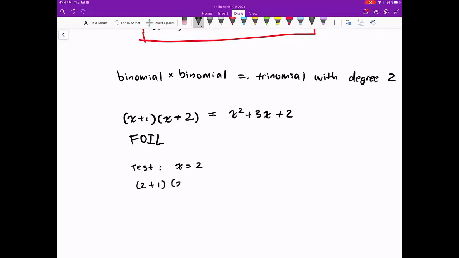So 2 plus 1 times 2 plus 2, we get 2 squared plus 3 times 2 plus 2. And then we see that on the left side, we get 12, and on the right side, we also get 12. So we can assume that we probably did this right.